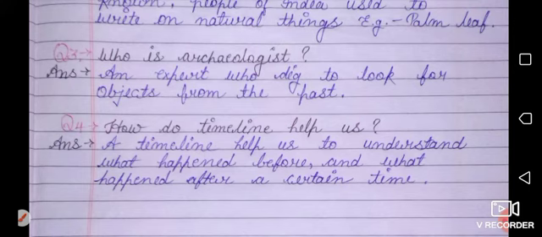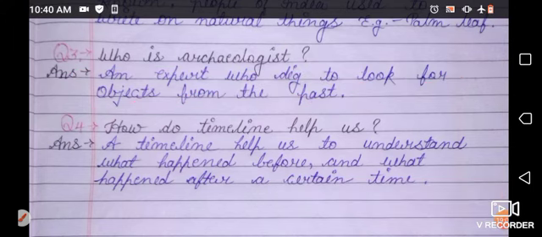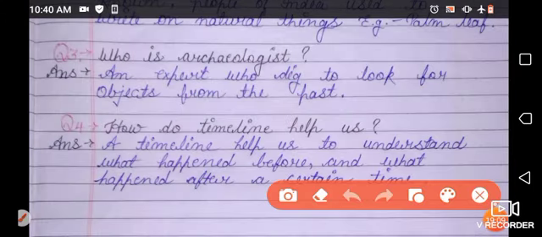Look at the next question, that is who is an archaeologist? The answer would be an expert who digs to look for objects from the past. So an expert who digs the ground to look for objects from the past is called an archaeologist.